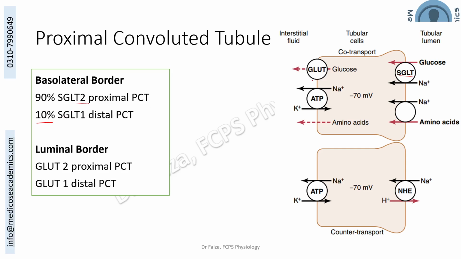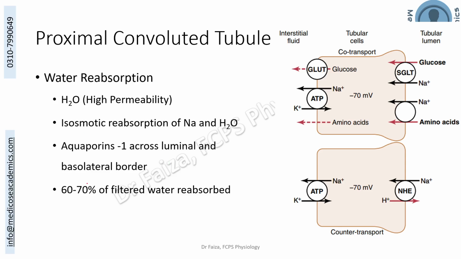Whereas at the basolateral, it is labeled wrong over here. This was the luminal border and this is the basolateral border. So the facilitated diffusion at the basolateral border is occurring by the glucose transporters, majorly by the glucose transporter 2 in the proximal half and type 1 in the distal half of the PCT.